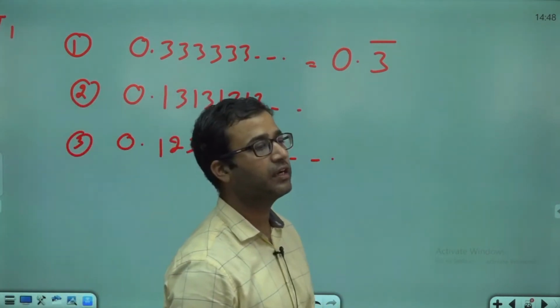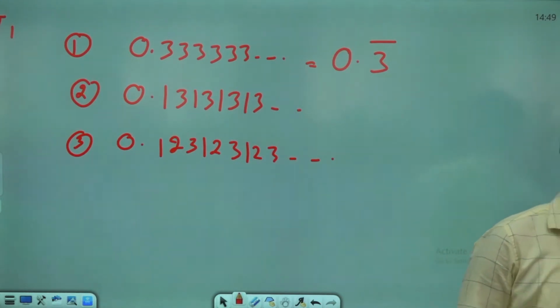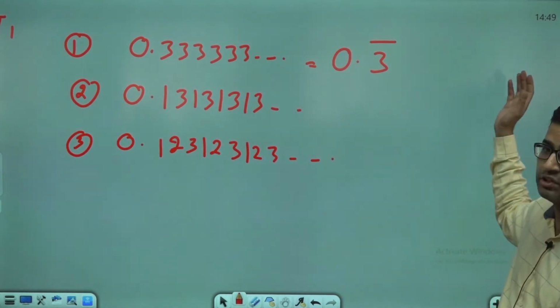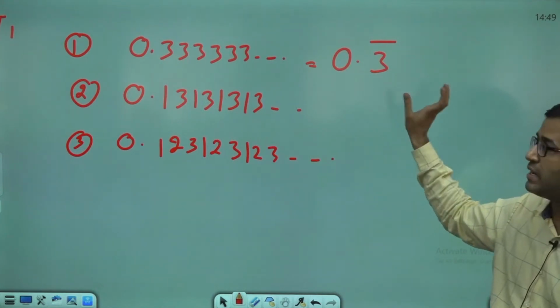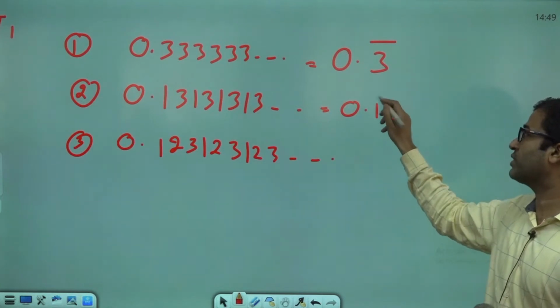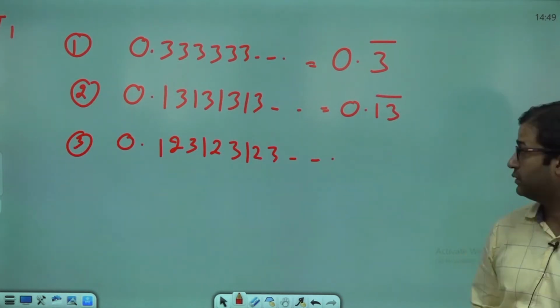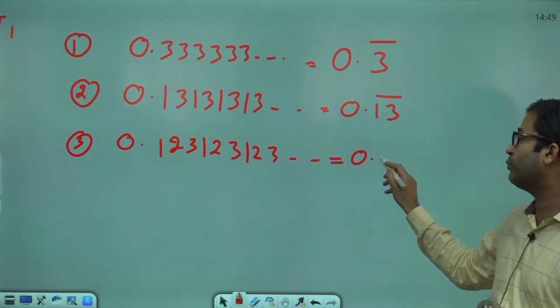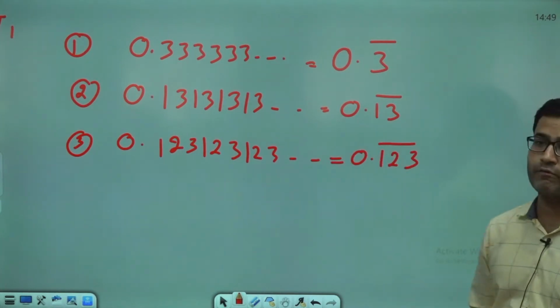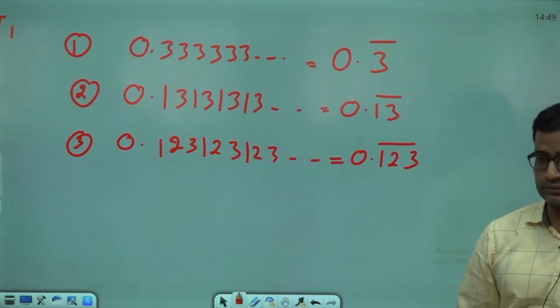Three reoccurs again and again, that's why we put a bar on 3, because for me it is difficult to write 3333. इससे समझ में आ रहा है 3 repeat हो रहा है. Second example 0.13, so bar on 13. This 13 reoccurs again and again. Next question 0.123, so bar on 123, so this 123 reoccurs again and again. Okay.